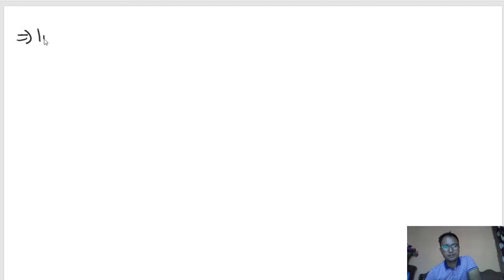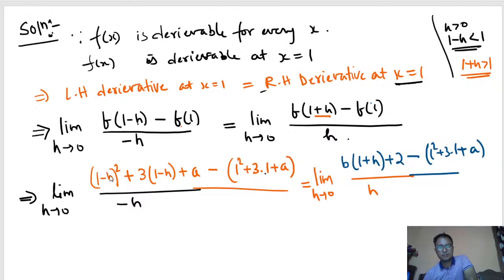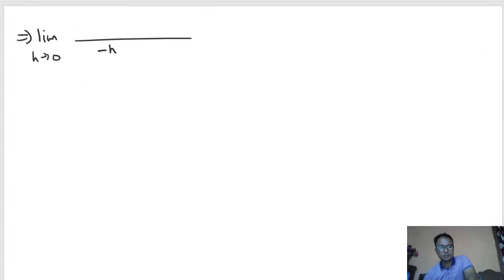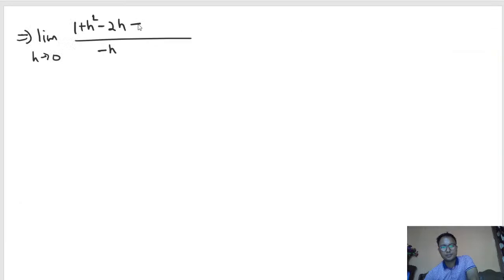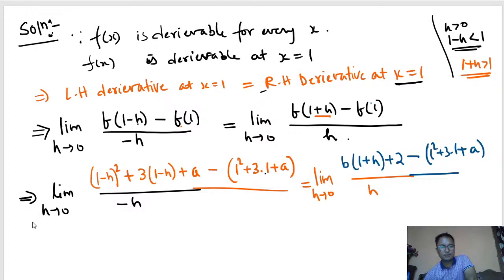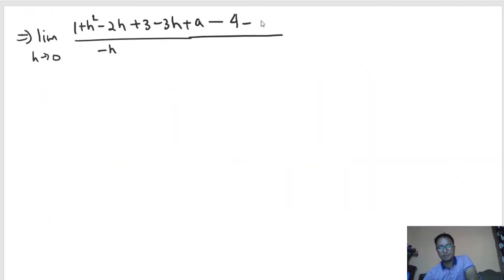So now we have the limit as h tends to 0. Expanding (1 minus h) squared, it is a squared plus b squared minus twice ab, right? So we have (1 minus 2h plus h squared) times 3, which is 3 minus 6h, and then plus a. Then minus f of 1, which is 1 squared times 3 plus a, that is 4 plus a. So it is minus 4 minus a.